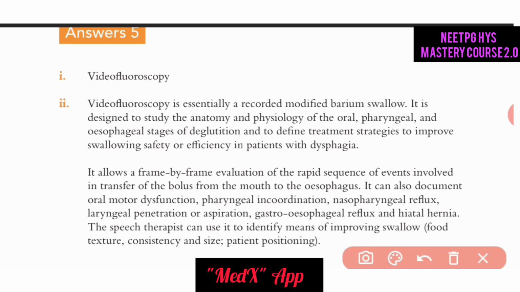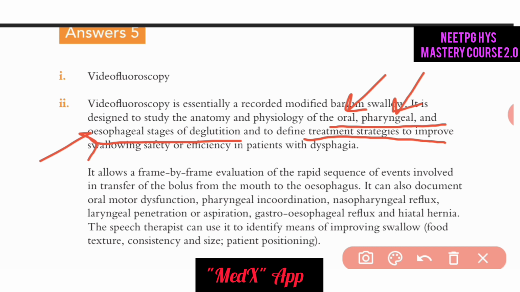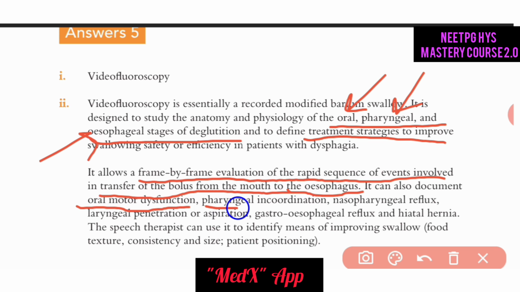Once you know where the pathology lies by seeing the oral, pharyngeal and oesophageal stages of deglutition, you can define the treatment strategies depending upon the defect located in the different phases of deglutition, and you can target them. It allows frame by frame evaluation of the sequence of deglutition. What we do here is give a bolus of barium, of course, and see its movement from mouth to oesophagus. We can do it in any oral motor dysfunction, any pharyngeal incoordination, nasopharyngeal reflux.